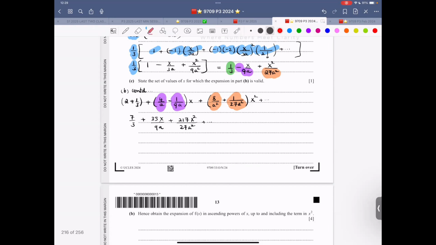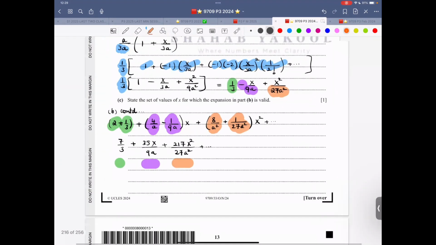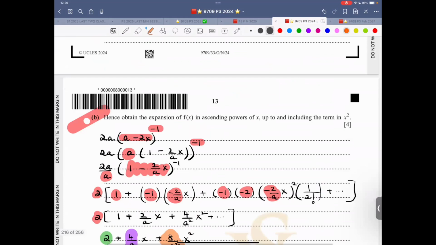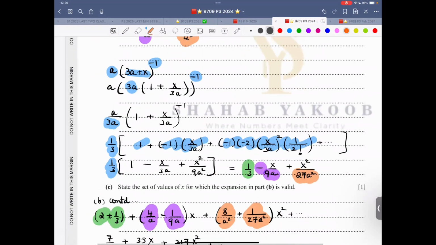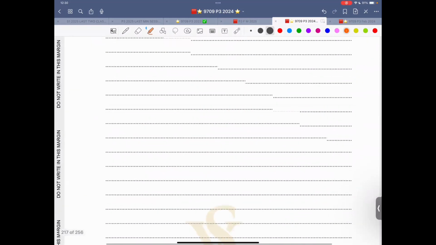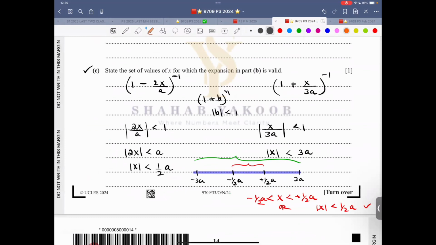And then the green one, which one is that? That is 2 and 1/3. So you get this thing. And then you get the purple thing, and then you get the orange thing. So this is kind of boring stuff of P3. So 4 marks for this. Got it? One last part over here.